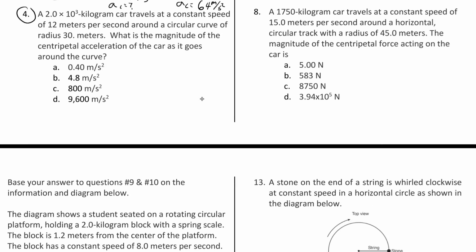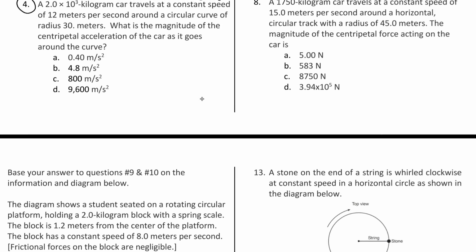Number 4. A 2 times 10 to the third kilogram car travels at a constant speed of 12 meters per second around a circular curve of radius 30 meters. What is the magnitude of the centripetal acceleration of the car as it goes around the curve? So again, they tell you the mass. You don't care about the mass because you're looking for the acceleration.